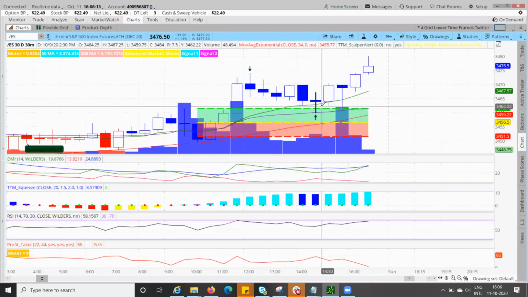If you know that it's near the support line, you try to buy it and keep a stop loss at the corresponding yellow line and then go long.